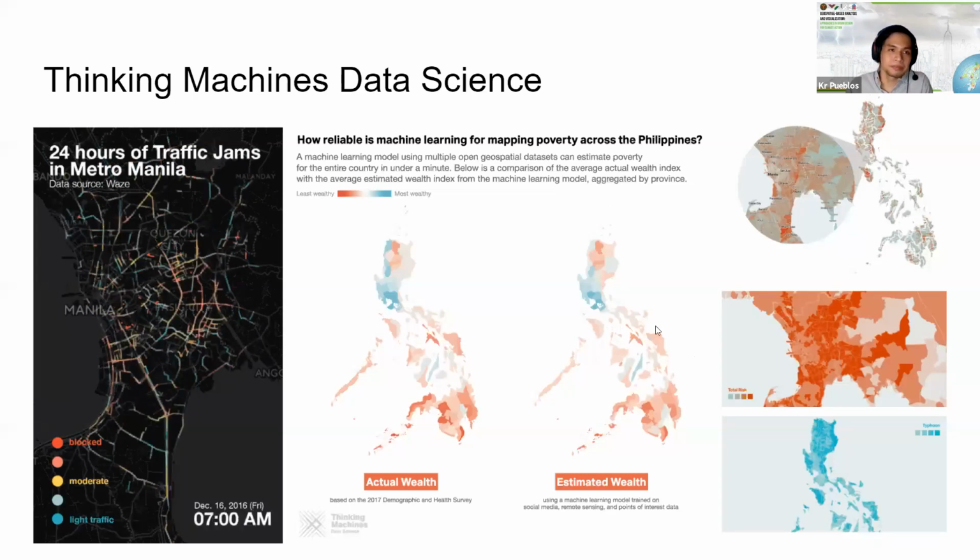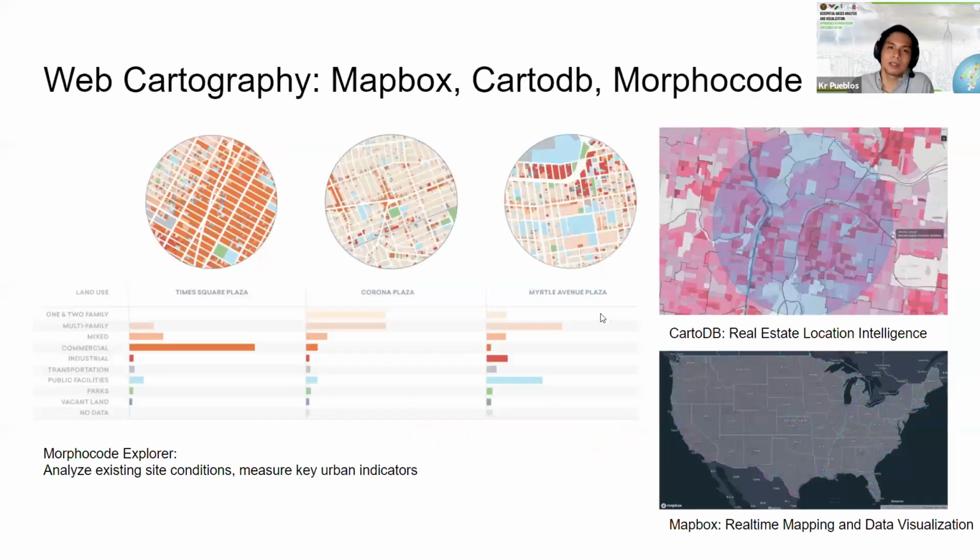And other tools like web cartography using Mapbox, CartoDB, Morphocode. Really, so many tools you can use to map out whatever it is that you want to map out, whether it's just for looking at different urban conditions, or whether you're using that to craft a site plan, a master plan, or a regional development strategy plan.